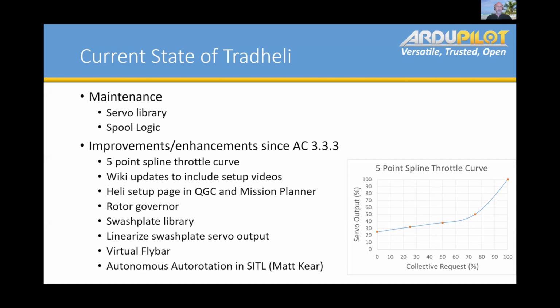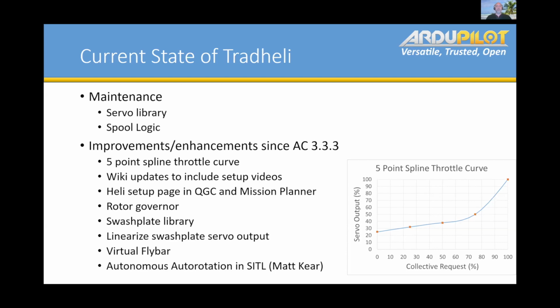So a lot of the improvements, enhancements. Rob was the previous trad heli maintainer, did a great job in trying to bring the code up, making it useful for our helicopter enthusiasts. But some things fell to the wayside after he had left the program, and so we made a few more improvements to what he had done already. So great work that he had done. So the first one was this 5-point spline throttle curve, right?